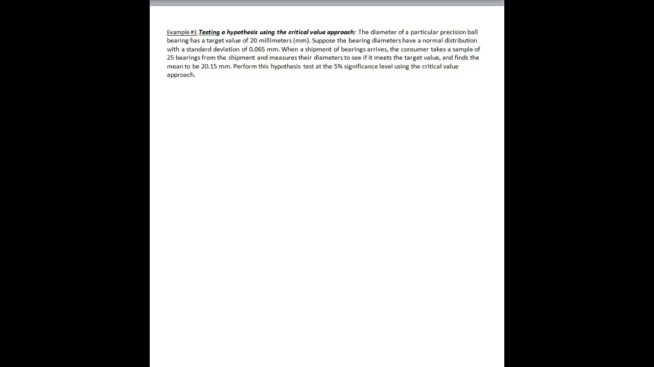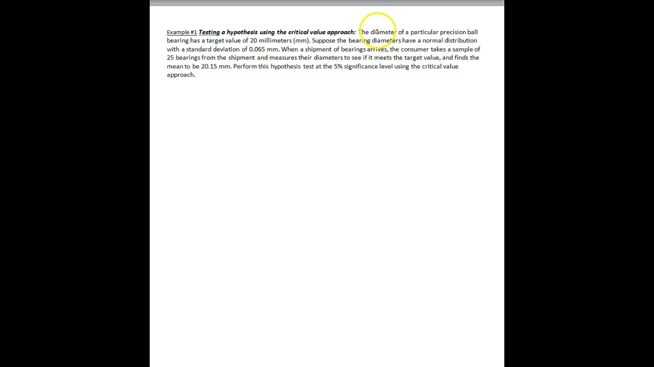Okay, so let's do what I had mentioned in regards to listing out the stuff that we know. So what do we have here? It says perform this hypothesis test at a 5% level of significance using the critical value approach. So what kind of test are we using? Well, what type of thing are we trying to measure? The diameter of a particular precision ball bearing has a target value of 20 millimeters. It sounds like a mean to me, right?